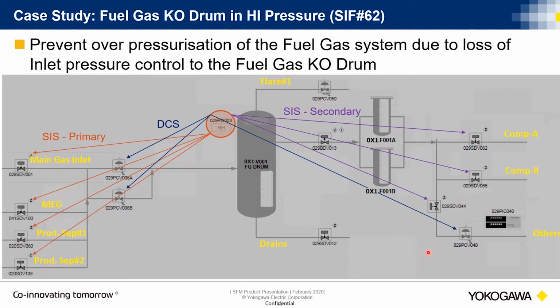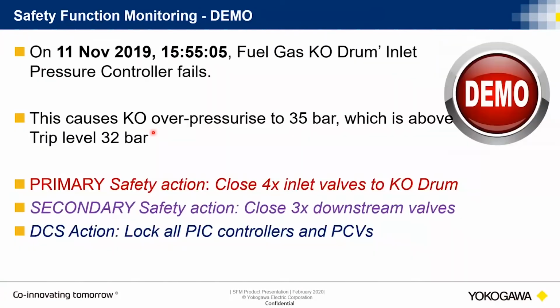So that's the story of our knockout drum. Like I mentioned, only the orange ones are part of my SRS. The secondary ones are part of my cause and effect, and the blue one is a DCS function. It is important, and one of the key takeaways from this presentation should be this: it is important to remember that the SFM application is a SIF monitoring tool, and not a cause and effect monitoring tool and not a DCS monitoring tool.